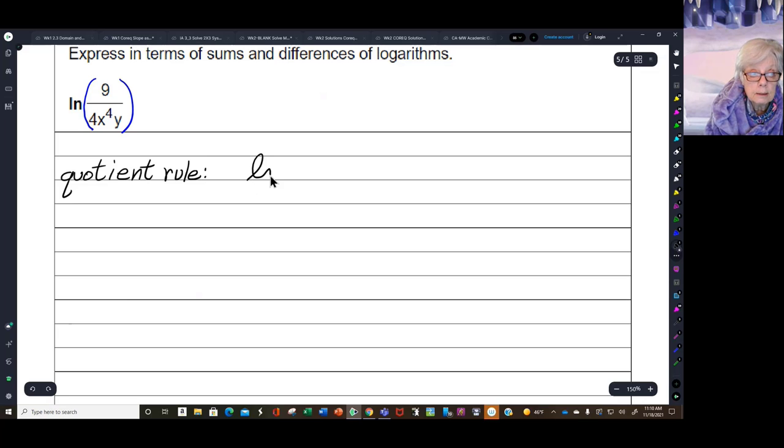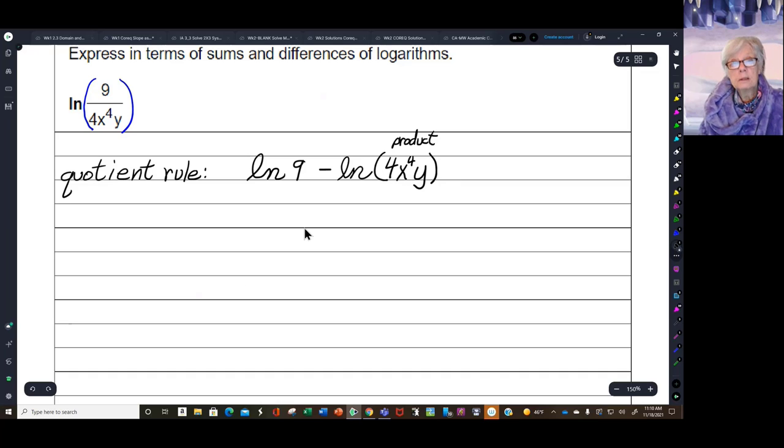That'll give us the ln of 9 minus the ln of 4 times x to the 4th times y. We're going to be using the product rule because this is a product. You've got this stuff multiplied. It's a product behind a minus sign. So immediately, as soon as I realize that, I want to do this.